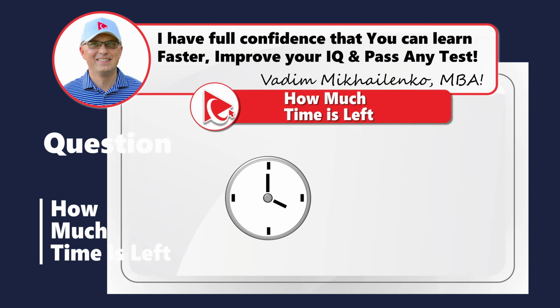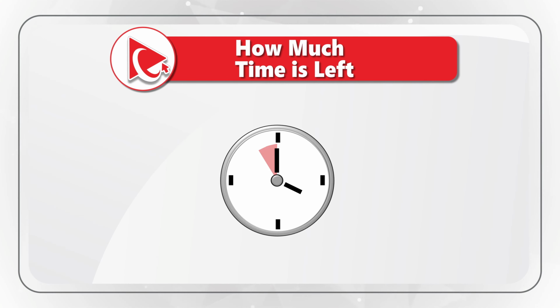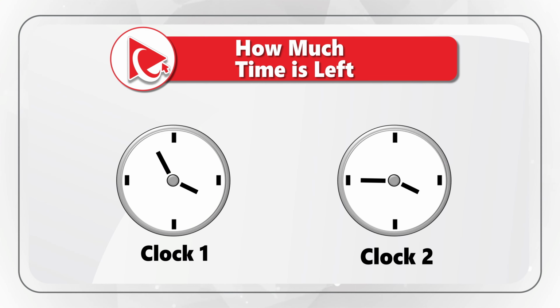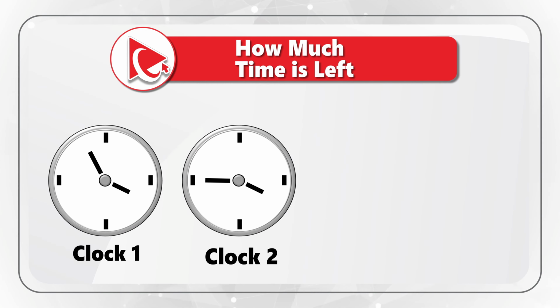It will take another 5 minutes for the clock to strike 4 o'clock. How much time is left until the clock shows 4:45? You're presented with 2 clocks. One shows 5 minutes before 4 o'clock. The second one shows 4:45. And you need to select the answer out of 4 possible choices.